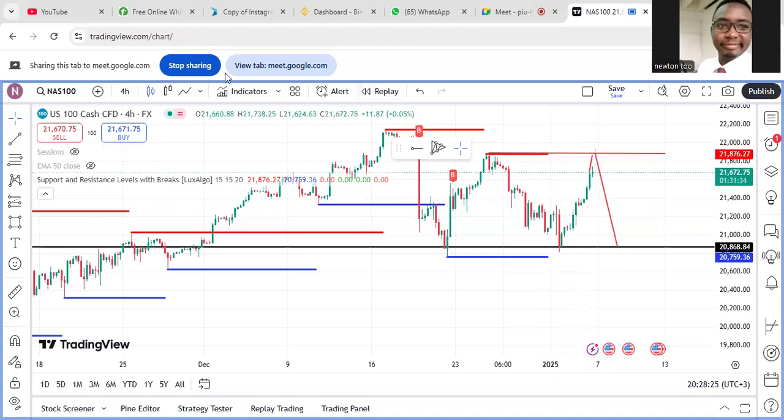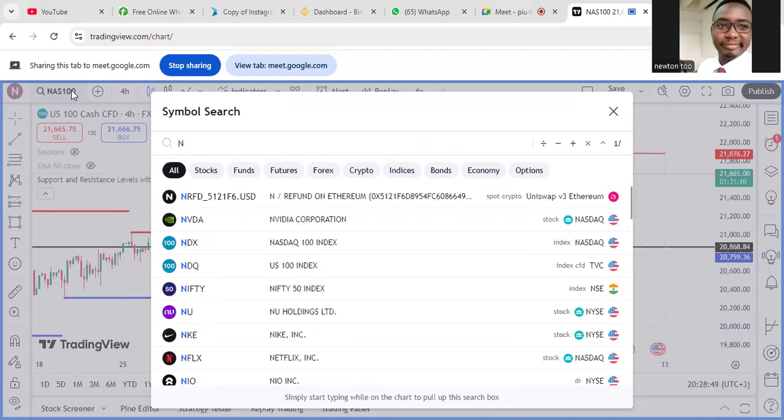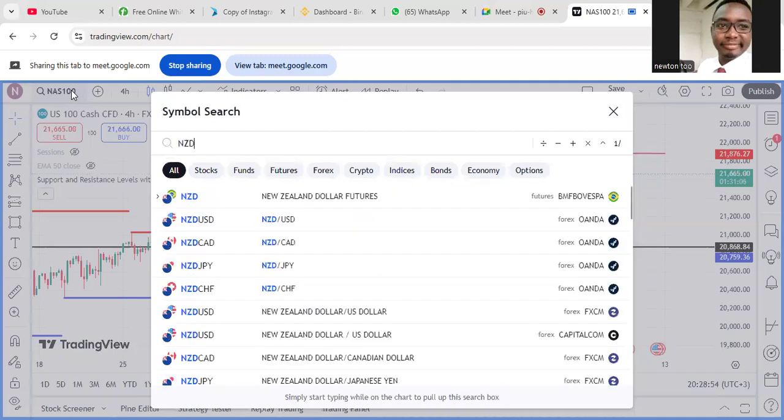Which market can we check again? Maybe another two markets, then we close the meeting. On the chat box, which currency can we check? New Zealand dollar? Let's check New Zealand dollar. New Zealand USD.